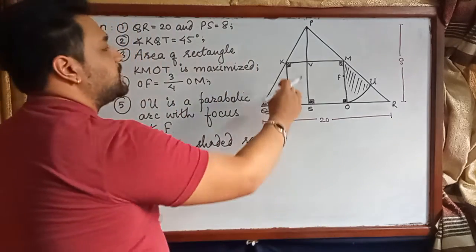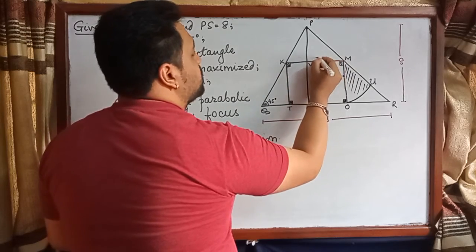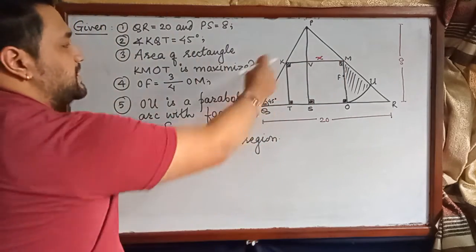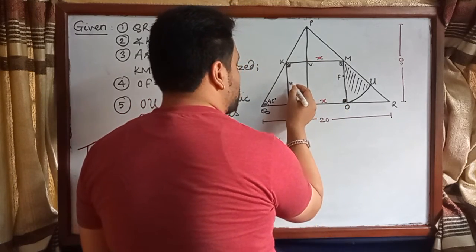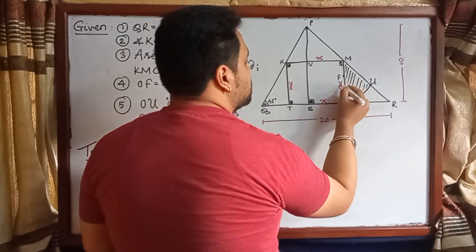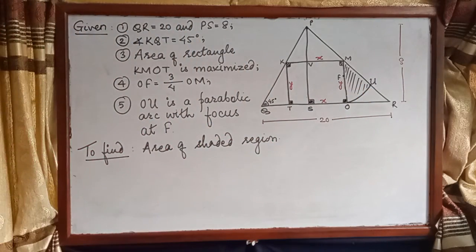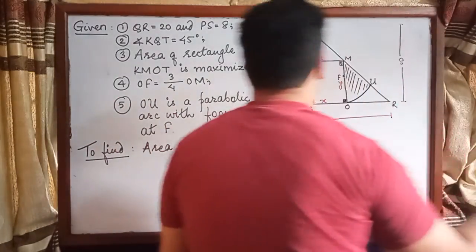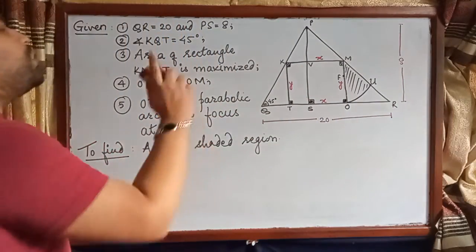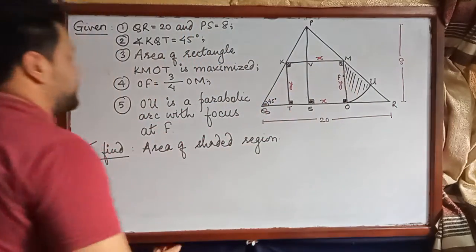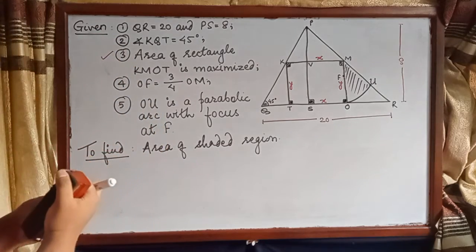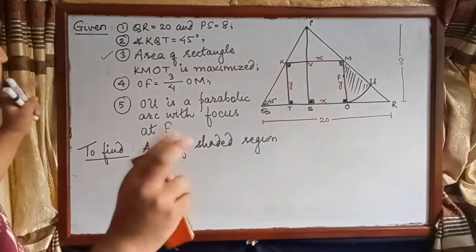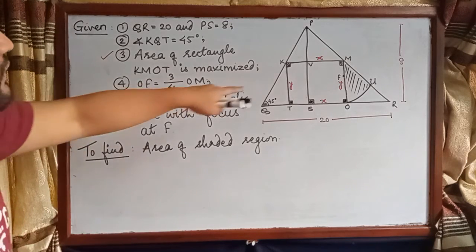Now let us suppose that the length KM is equal to X. Then since this is a rectangle, OT will also be equal to X. And if we suppose this is Y, then this will also be Y. So as a result, the area of the rectangle is XY. But we do not know the values of X and Y just yet. We need to use this condition, the maximized area condition.